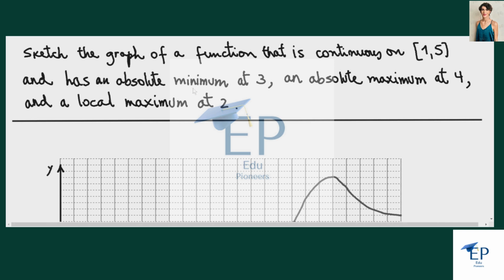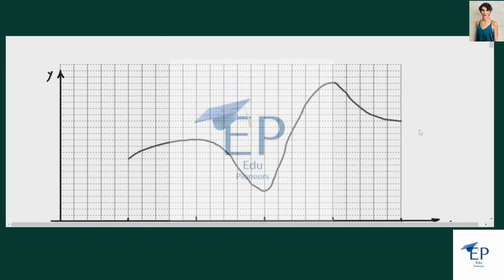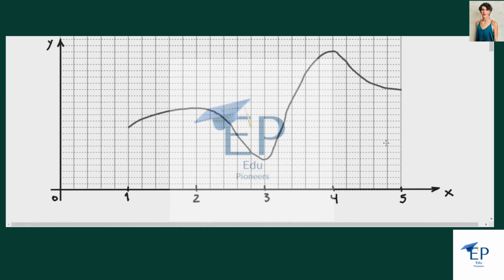The function has an absolute minimum at 3, as we can see here. The absolute minimum is around this point. It's around here. It's the lowest point in the graph in the whole domain, if we look at all the interval from 1 to 5. So at 3 we have the absolute minimum value.